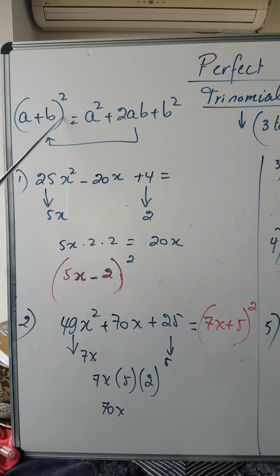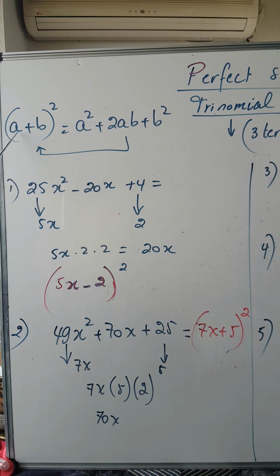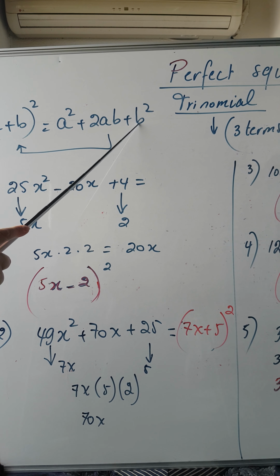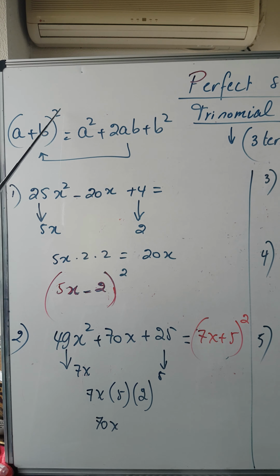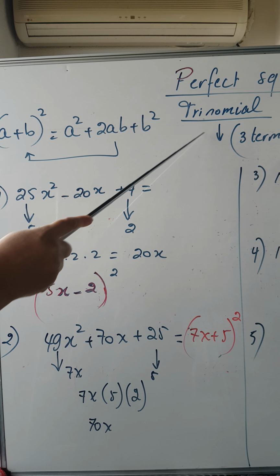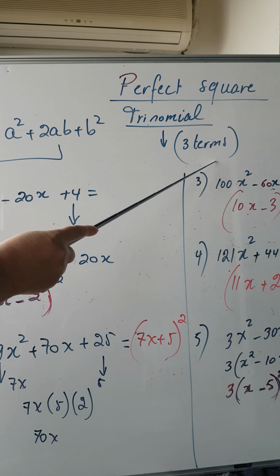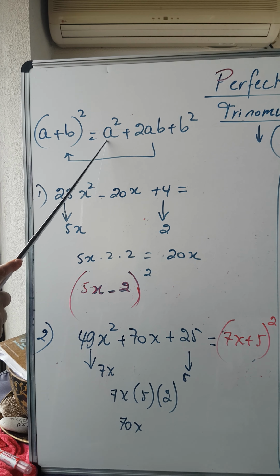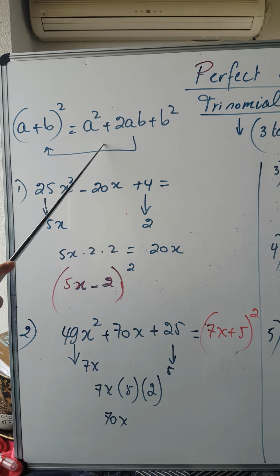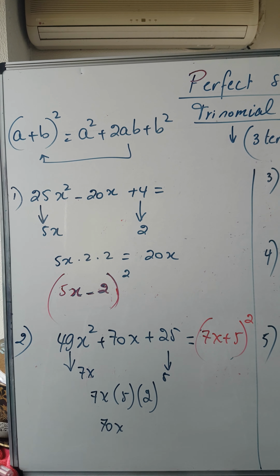A plus b all squared, we expand it as the square of the first, the square of the second, then first times second times 2. We get 3 terms. So a trinomial means 3 terms. So we have a squared plus 2ab plus b squared, which is a 3-term polynomial.